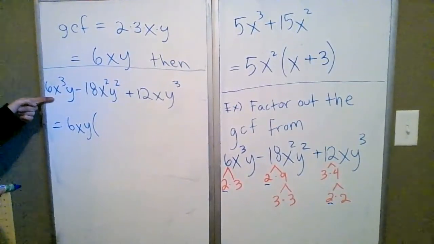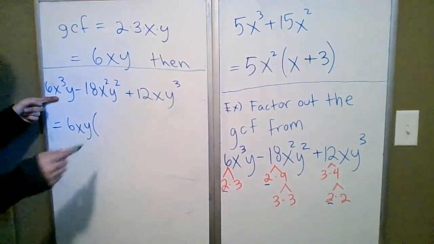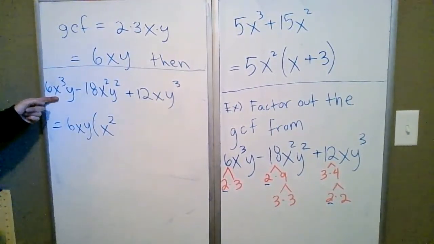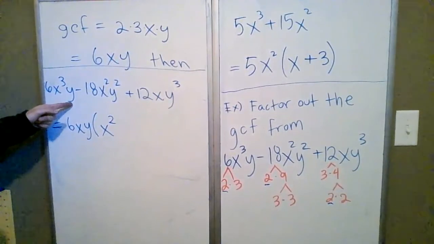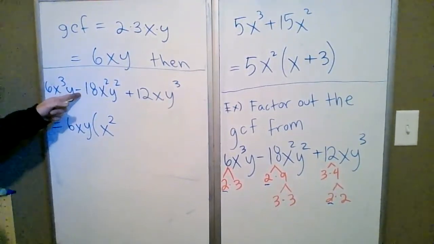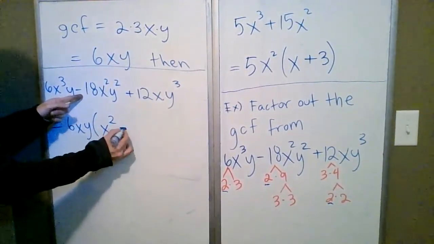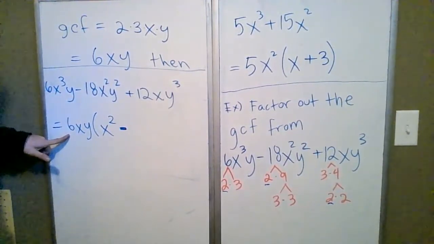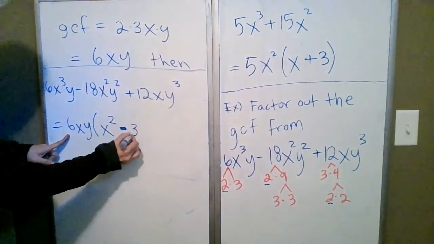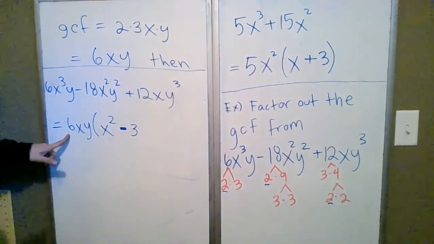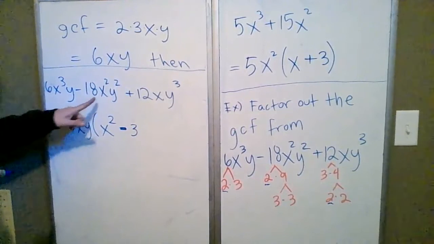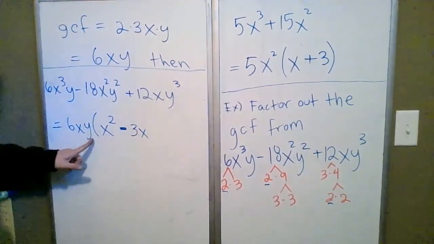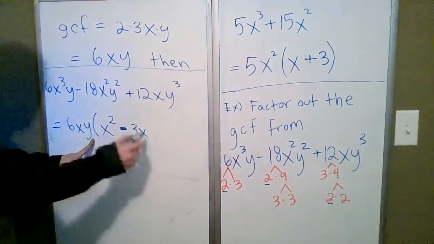We've taken the 6 away. You take one of the x's away, which leaves 2 left over. And x squared stays behind. And you factor out the y. So we've done that part. Then you minus 18 divided by 6 would leave 3. We're taking out an x from x squared, so it leaves x. And a y from y squared leaves y.